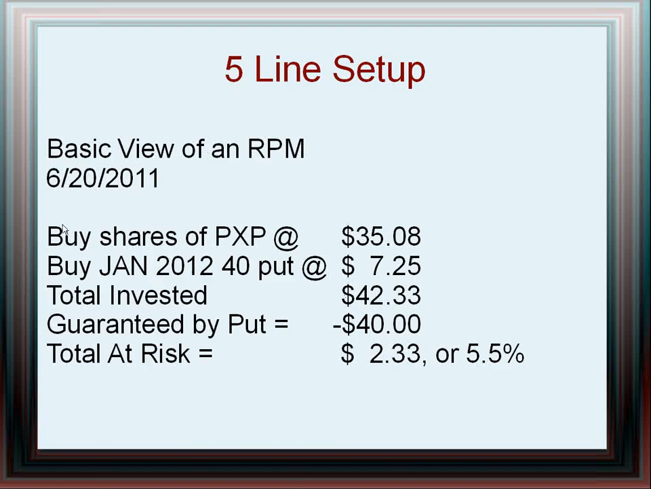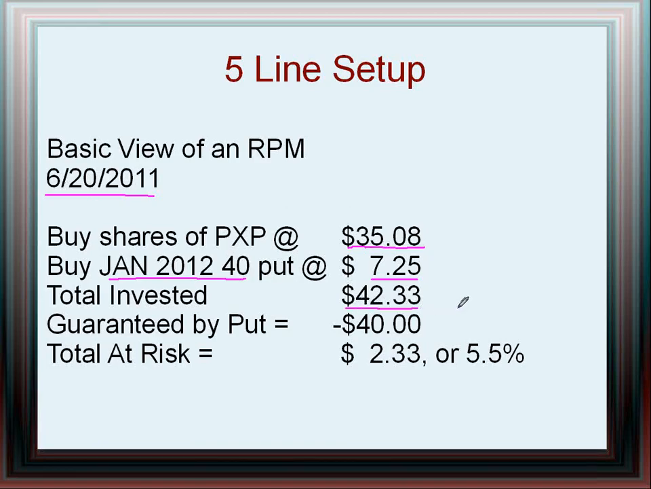But let's say, for example, it's June 20th, 2011, about a year ago. At the time, we could buy shares of PXP, Plains Exploration, for $35.08. At the same time, I'm going to buy a January 2012 40 strike put for $7.25. So we're going 7 months out, from June 2011 to January 2012. The stock's at 35, and I'm buying a 40 strike put, so it's an in-the-money put several months out in time.